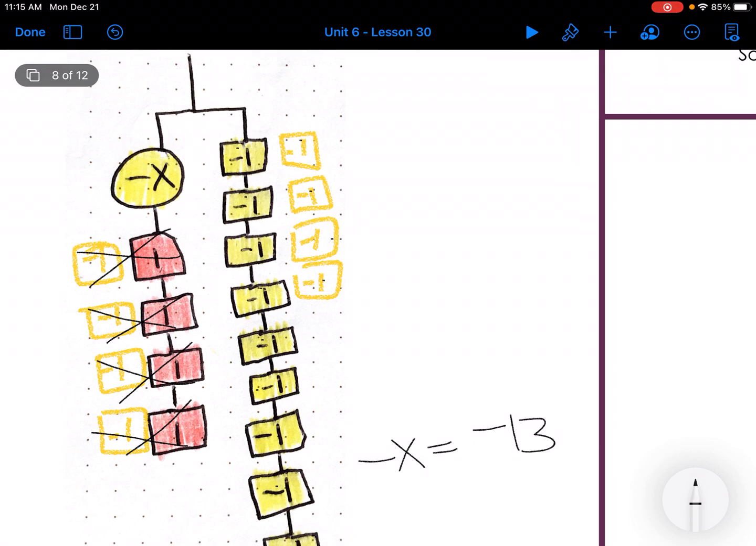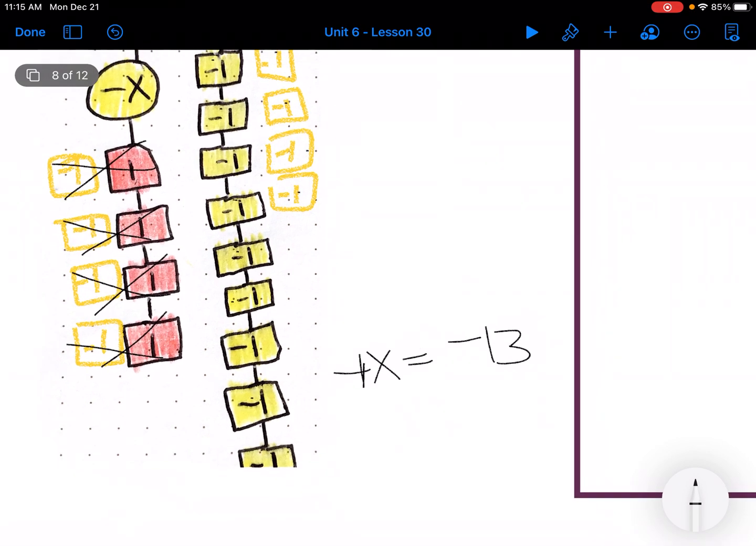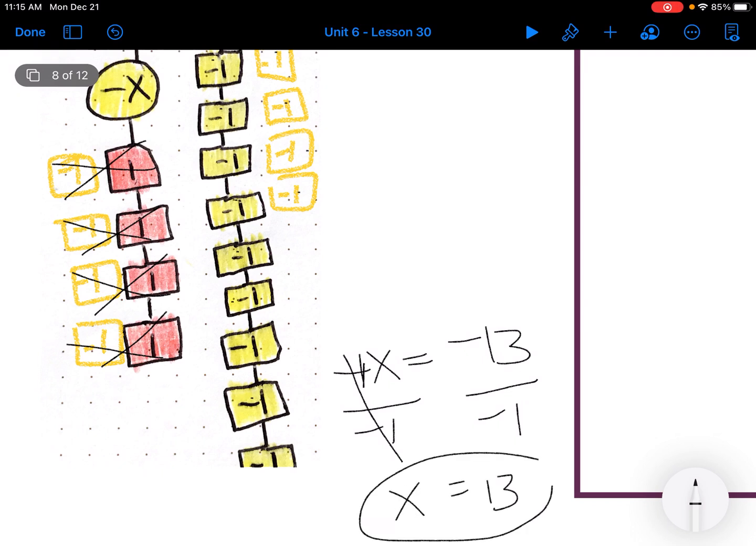Now, I don't know what it is for 1x. I know what it is for negative 1x. So I want you to imagine that the coefficient, or the number in front of the variable, is a 1, because that's what it is. I have to remove that 1, so I'm going to divide by a negative so that I'm left with a positive x, because when the signs are the same, the answer is positive. So a negative divided by a negative leaves me with a positive x, and I'm left with 13.